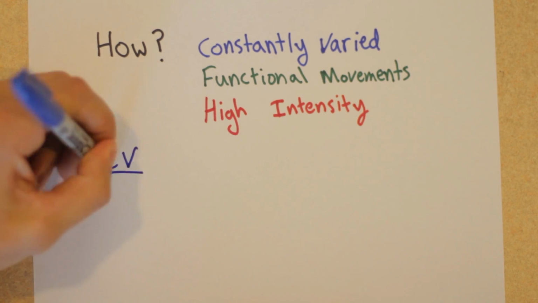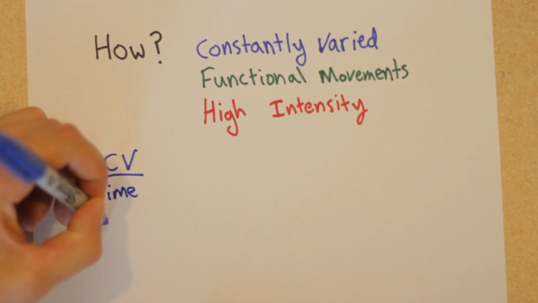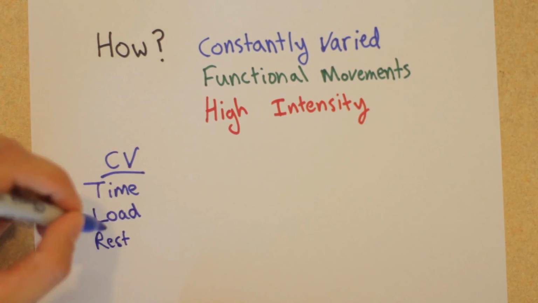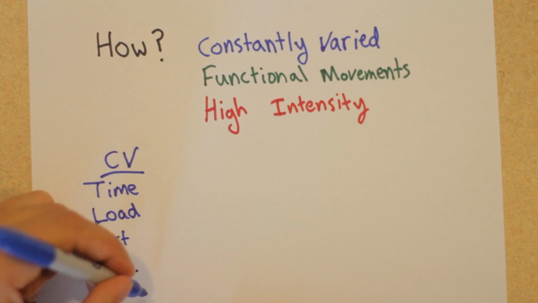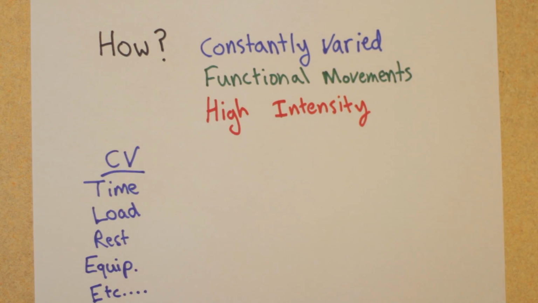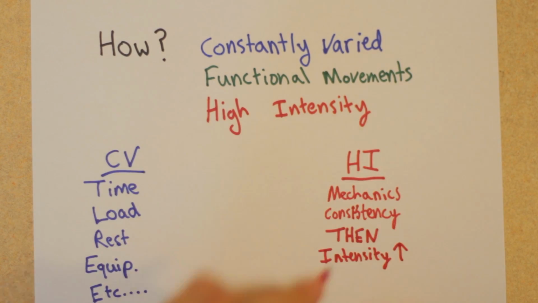Variance means difference in time, load, rest, gear and equipment, or environment, or other things. In order to make a fit person, you need to vary what they do. Then he talks about high intensity. What I do like about this is that he emphasizes the importance of mechanics and consistency before upping the intensity.